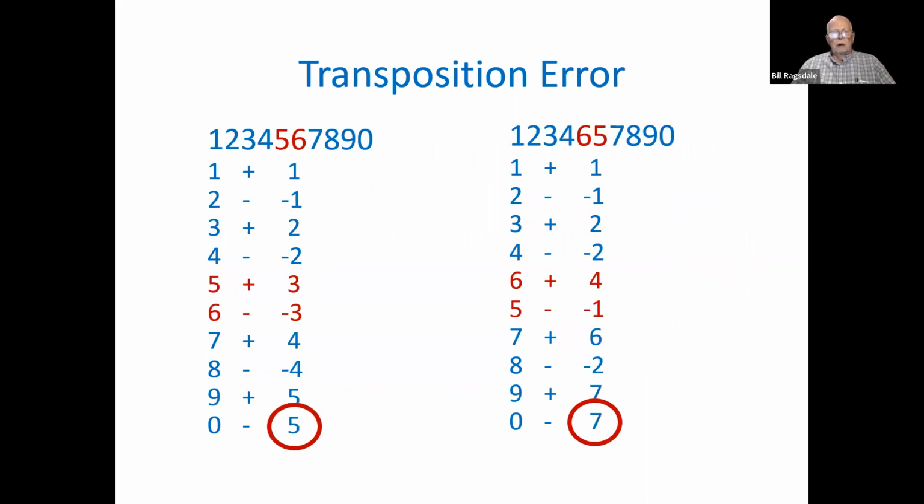This is the internal activity that you would see. Notice that in the middle, we've taken the numbers 1, 2, 3, 4, 5, 6. And in the case on the right, we have reversed the 6 and 5. So it's 1, 2, 3, 4, 6, 5, 7, 8, 9, 0. The math goes down in the column, as we see. And when we get down to the 5 and the 6, we would expect to see a value of 3 and -3. And of course, with the digit reversal, we get a 4 and a -1. Down at the bottom is our checksum. In this case, the one with the error is a 7, and the one that is correct is a 5.